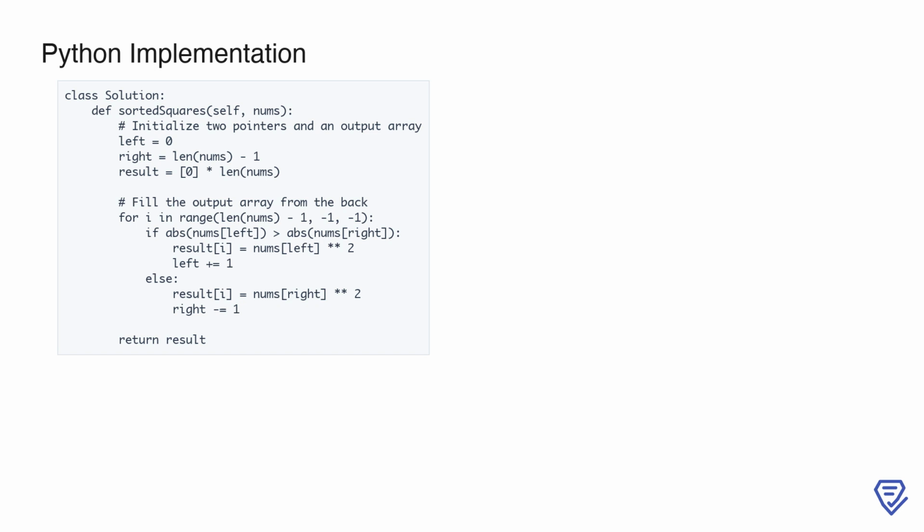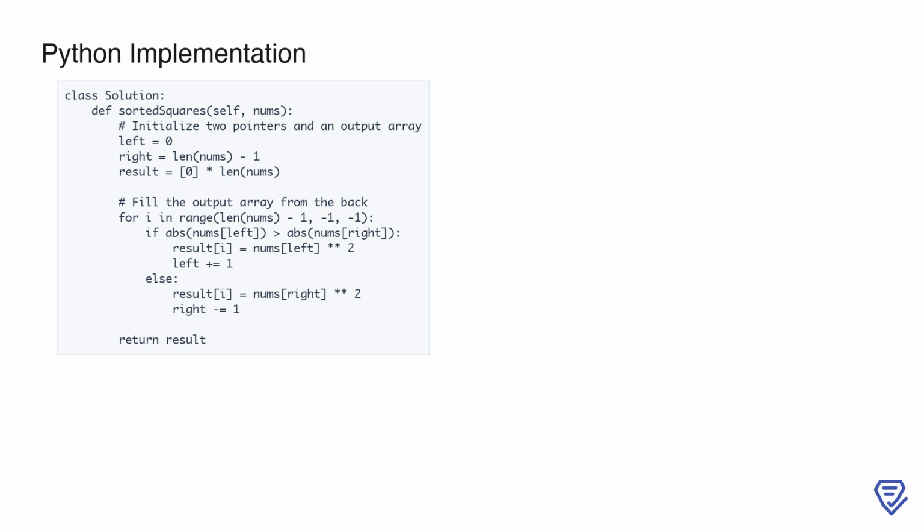1. Initialization. The left pointer starts at the beginning of the array, and the right pointer starts at the end. We also initialize an output array, result, with the same length as the input array, filled with zeros. This array will store the squared values in sorted order. 2. Iterate from the back. Since the largest values, in terms of absolute magnitude, will dominate the squared results, we populate the result array from the last index down to the first.